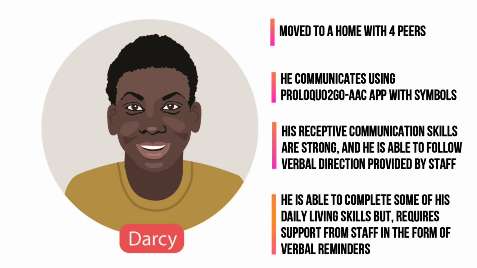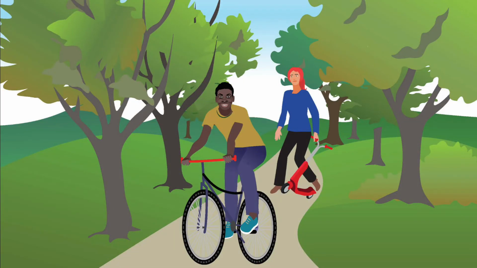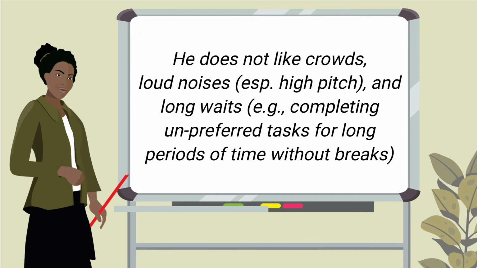Darcy's receptive communication skills are strong, and he is able to follow verbal direction provided by staff. He is able to complete some of his daily living skills, but requires support from staff in the form of verbal reminders. Darcy enjoys going to school, scootering, biking, walking, being outside, spending time with family, paper cutting and shredding, and other sensory activities and social outings. He does not like crowds, loud noises, especially high pitch, and long waits. For example, completing unpreferred tasks for long periods of time without breaks.